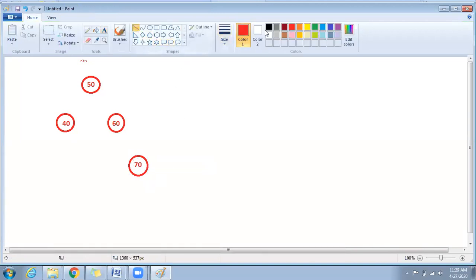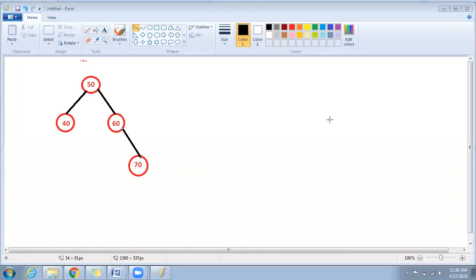So I'm just trying to connect. Is this a binary tree? Yes, ma'am. Is it a binary search tree? Yes, ma'am. So now we'll try to find the balancing factor. What about the balancing factor in this node? 0, ma'am. Very good.